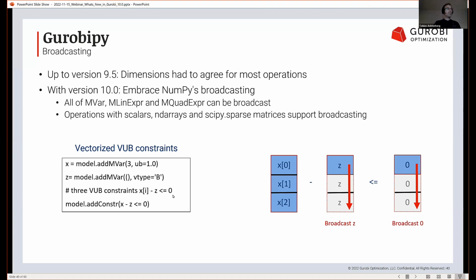And then when you add, you can now take the difference of the two, right? And of course, in regular linear algebra, this doesn't make sense, but this is about broadcasting, right? So it will automatically interpret the z as a vector with 3 entries, each of these entries being identical. This is what NumPy is doing, and now Gurobi as well. So this is now 3 constraints that you add with that. And the same for the right-hand side. This is just a single 0, and of course that will be expanded to a 0 vector with dimension 3.